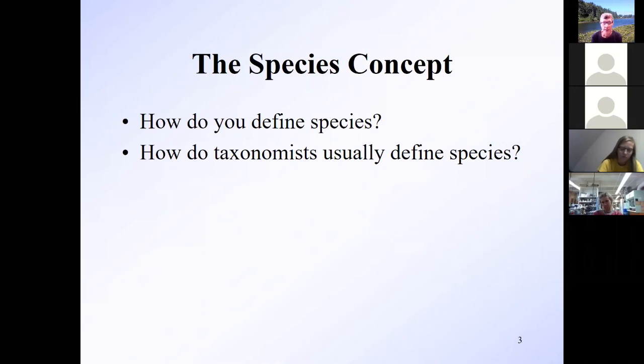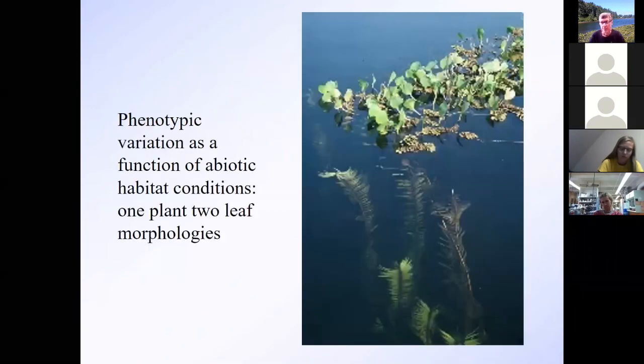One of the things that's really helped us in that is the molecular methods that have come along. There are some problems with using the way an organism looks to tell whether it's a distinct species or not. Phenotypic variation can be a function of abiotic habitat conditions. In this example, this macrophyte growing in a clear lake, when its leaves are underwater and develop underwater, they get this nice slender look. But when the plant gets tall enough to be emergent out of the water, it gets wider leaves.